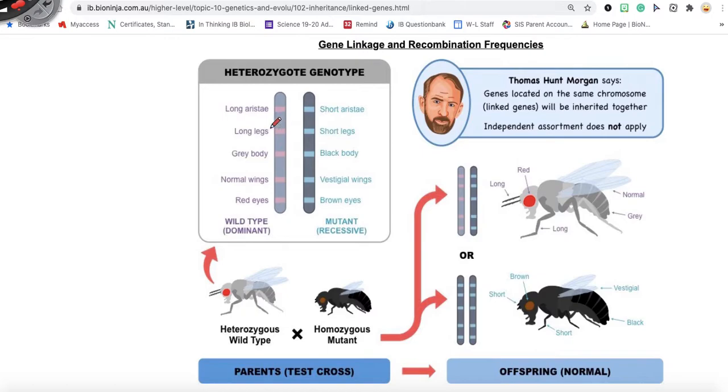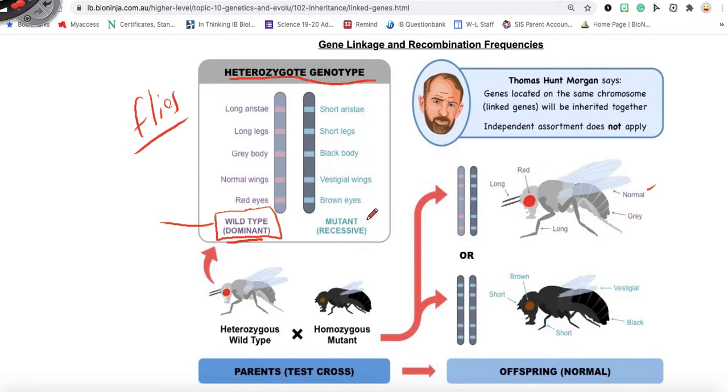So here you see what a heterozygous genotype would look like. So wild type, or the term wild type, means the dominant genotype. So it's the one that you see more frequently. So for fruit flies, for Drosophila, if you have long aristae, these are the tiny little antennas, or long legs, or a gray body, or normal wings. Normal wings means that they're like normal size, right? Or red eyes, then you're the wild type. You're the dominant. You are the quote-unquote normal type of fly.